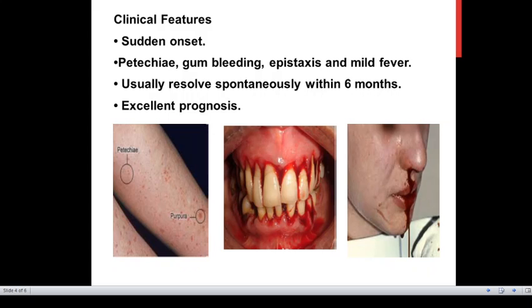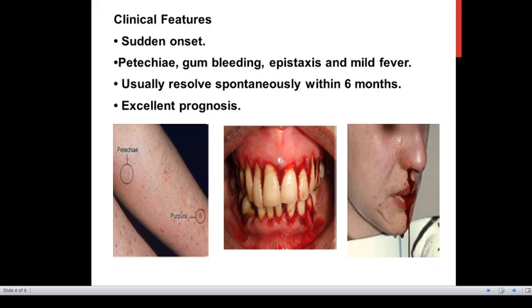So the onset of thrombocytopenia is abrupt or sudden with petechiae over the skin, gum bleeding, epistaxis, that is nose bleeding, and mild fever, which usually resolves spontaneously within 6 months. Steroid therapy is indicated only if thrombocytopenia is severe. And approximately 20% of the children, usually those without a viral prodrome, have persistent low platelet counts beyond 6 months, similar to that of chronic ITP.